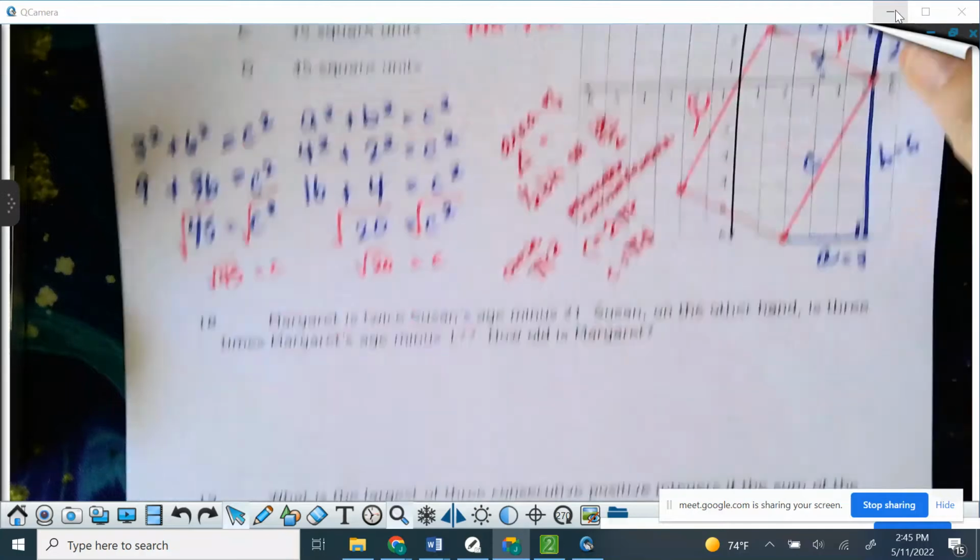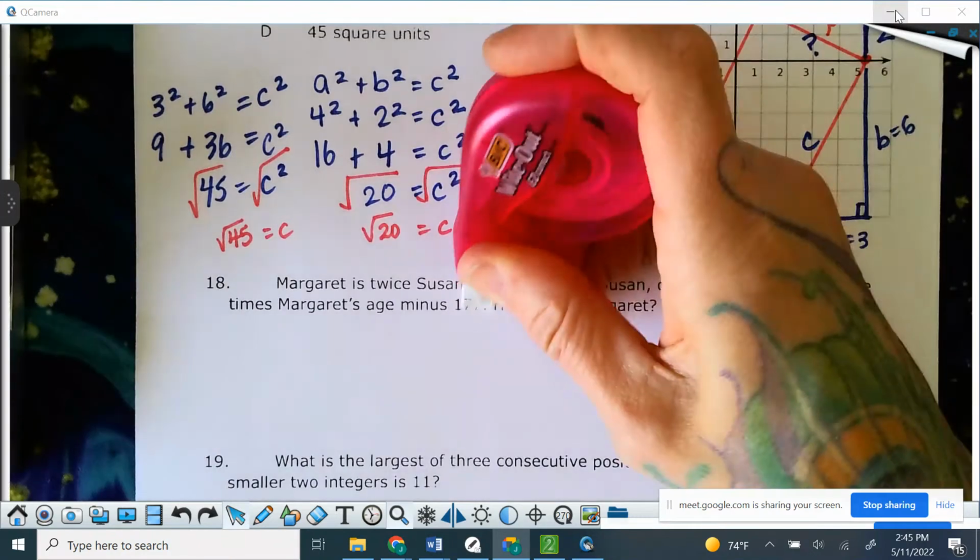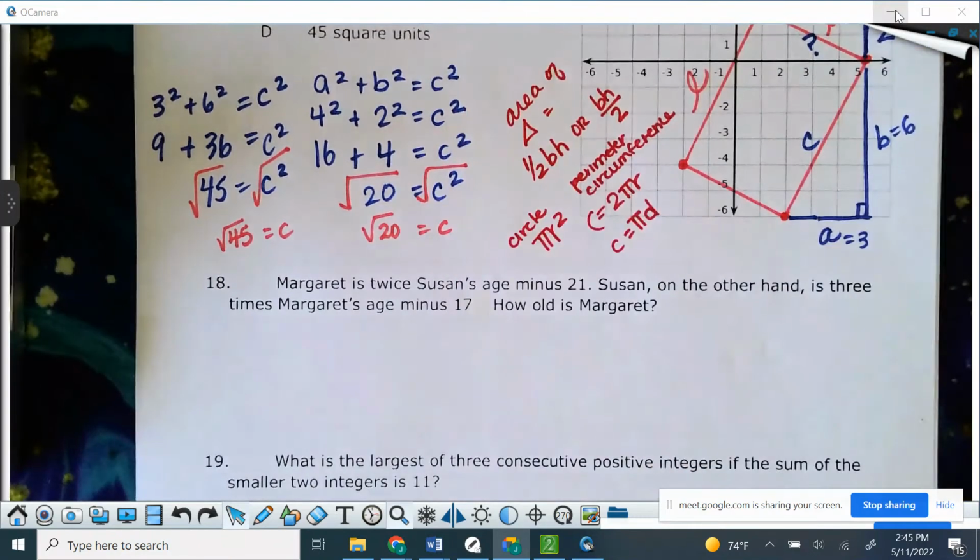Alrighty, number 18. Margaret is twice Susan's age minus 21. Susan, on the other hand, is 3 times Margaret's age minus, I wonder if I made a typo. I bet it's minus 17 and not 177. How old is Margaret? We are definitely going to put minus 17, because if not, I think she's going to be real old. And we're going to rock and roll and hope it comes out as a good number.